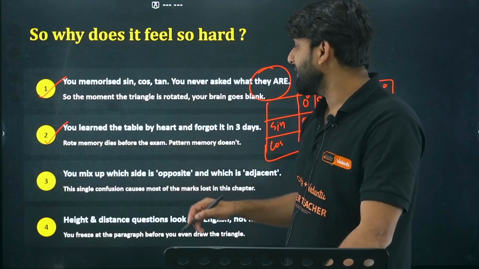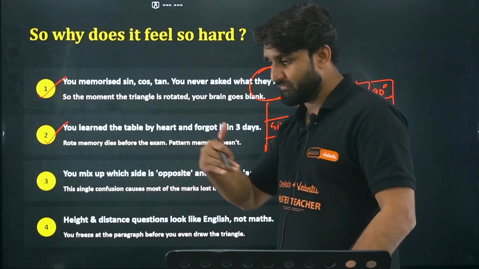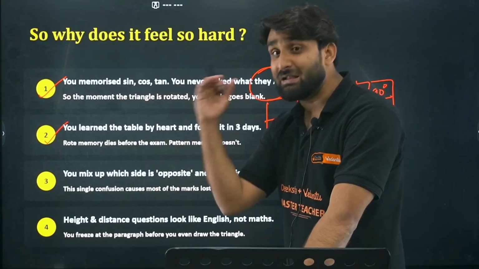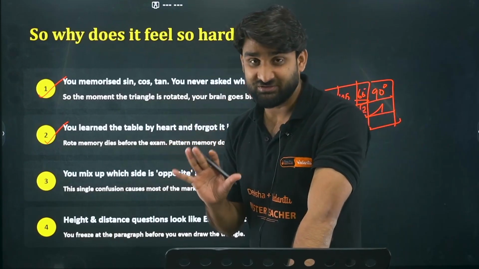Now, you mix up which side is opposite. A few students have a lot of issues identifying which is the perpendicular, which is the base, and which is the hypotenuse in a right angle triangle. Because in this chapter we will be dealing basically with only right angle triangles, right?